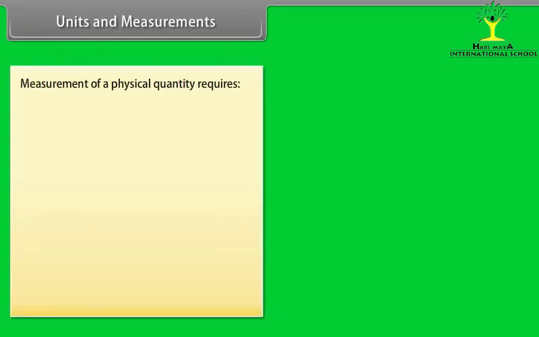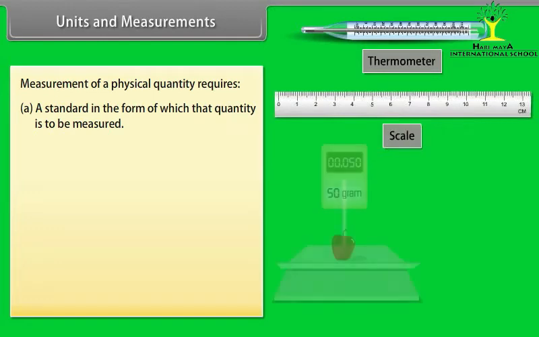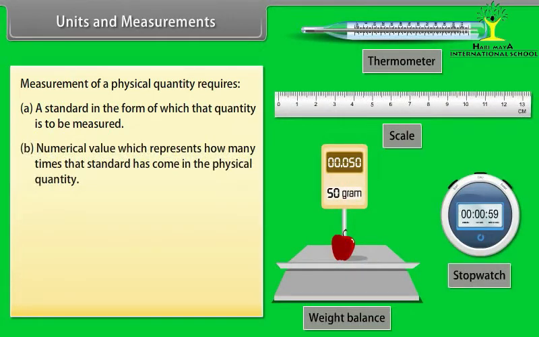Units and measurements. Measurement plays a very vital role in the study of physics. Measurement of a physical quantity requires: A, a standard in terms of which the quantity is to be measured; B, a numerical value which represents how many times that standard occurs in the physical quantity.